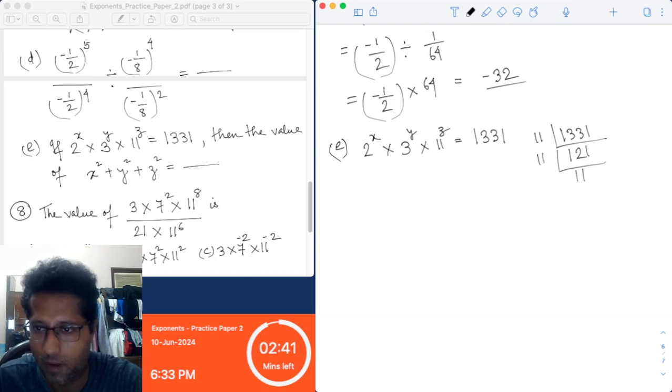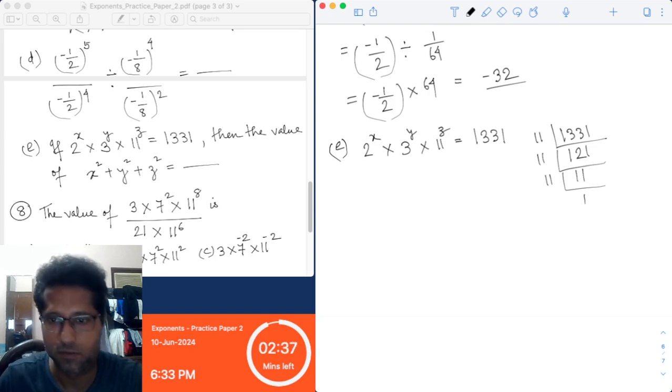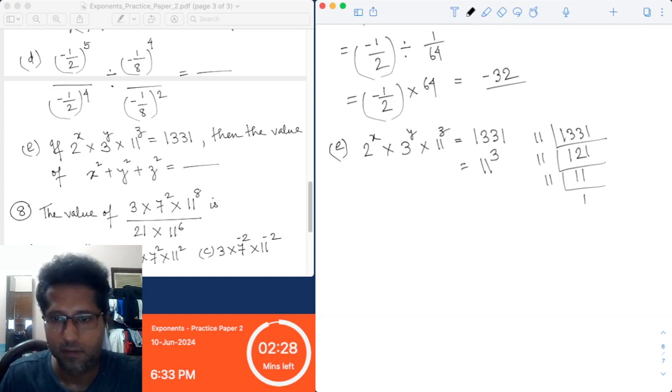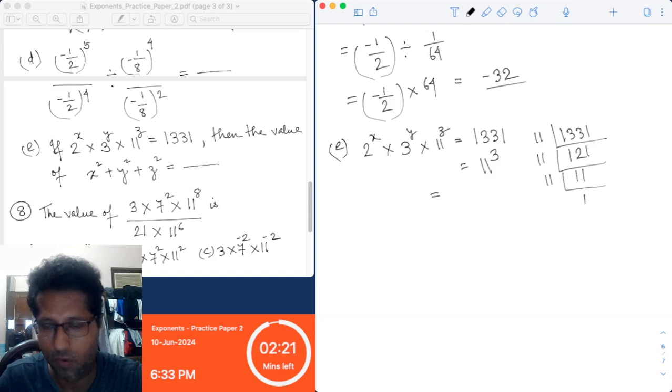This is 11, and again it will divide by 11. Oh, we see this is nothing but 11 to the power 3. Okay, so now we clearly see that 11 to the power 3. Now what about x and y?